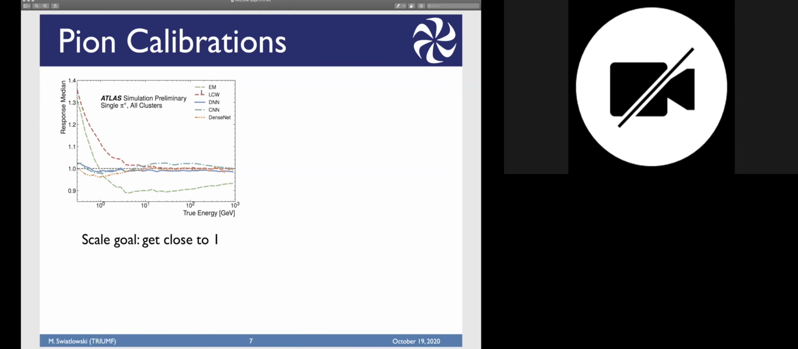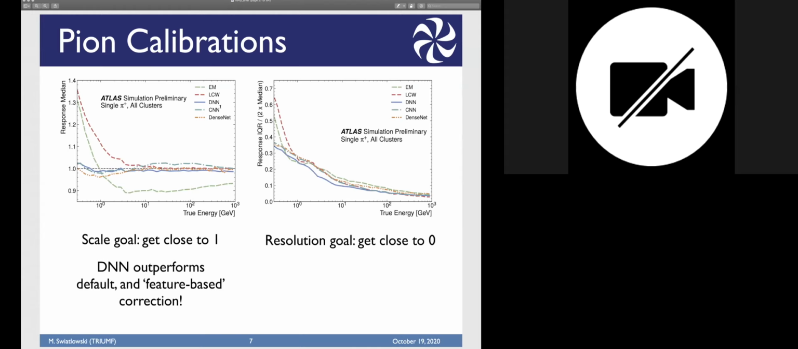And you can see compared to the green and the red, these are the older feature-based techniques, what pi pluses look like. They're not so great, but with the various DNN and CNN techniques that we developed, they get a lot better. So we see that the DNN outperforms the default, which is in the green, and this feature-based correction in the red. Similarly, for the resolution, this is again on the x-axis the true energy deposited. On the y-axis is basically the width of this energy deposit, how variant that measurement is. The goal is to get this to be close to 0. You can see once again, the blue DNN outperforms the other methods, especially the feature-based ones.